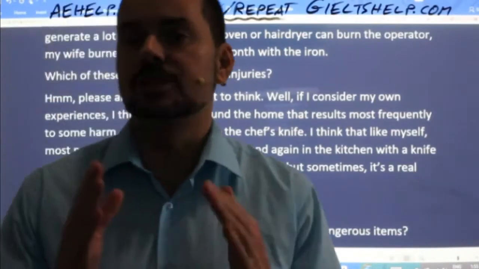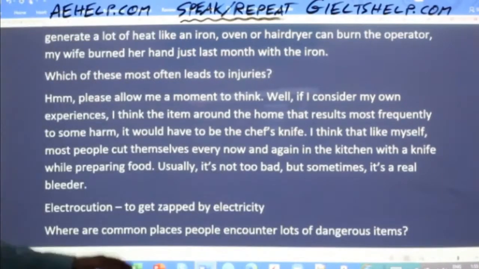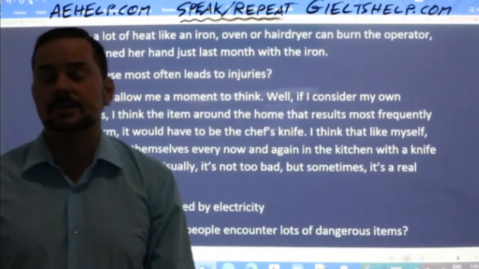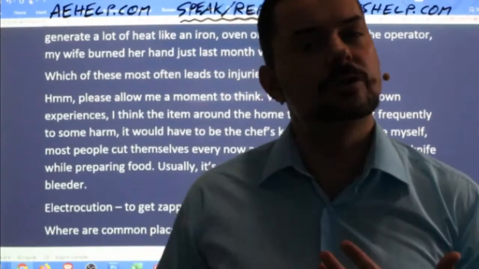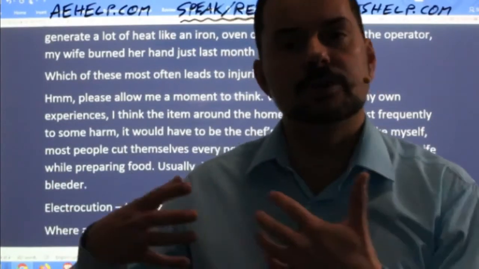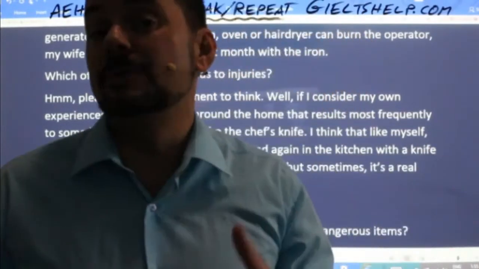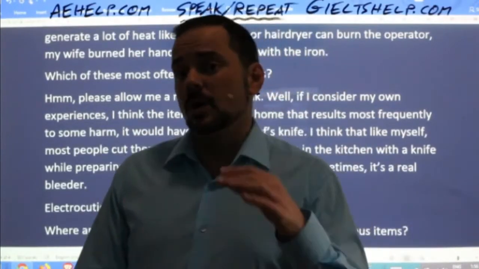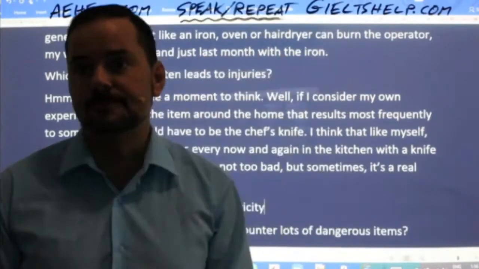Honey says, in my mind, anything which has a sharp blade can often lead to injuries. Honey, be more specific, okay? When you are asked for one item, which of these most often leads to injuries, focus on one item. Don't say, oh, there are many items. It's incoherent. Maybe scissors often lead to injuries as well. But you want to just pick one and focus on it. So focus on the knife, okay?